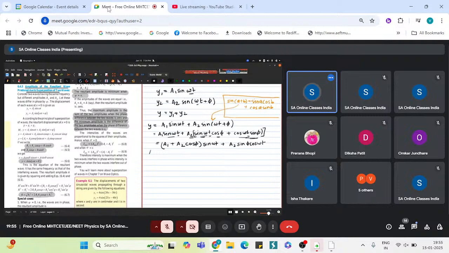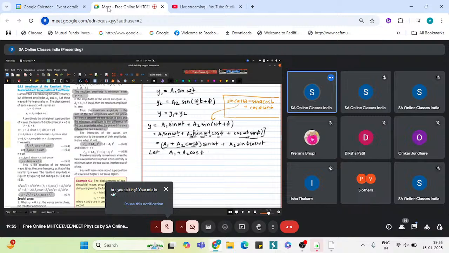Now, these are all constants. A1 is a constant value, A2, the amplitude of the second wave, is constant, and the phase difference, so cos of the phase difference, is also constant. Because of that, we can take this whole term of constant values and call it some other constant value, and we are just going to do exactly that.